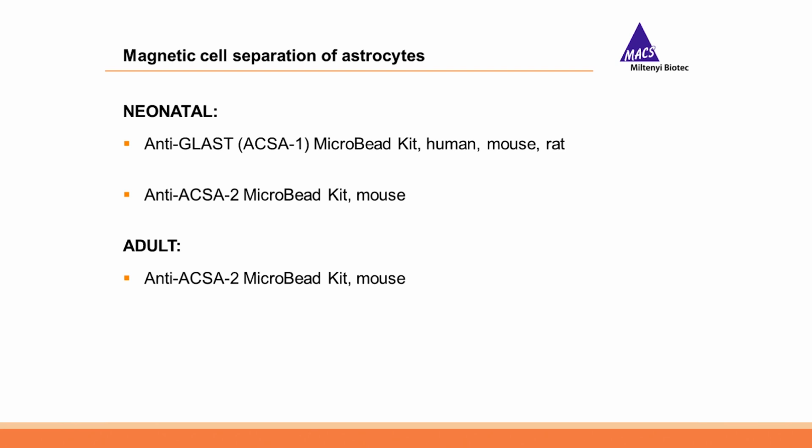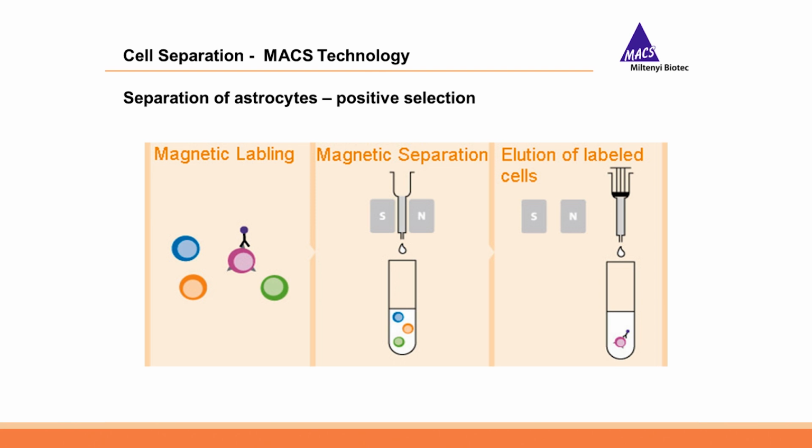The principle of the separation is a positive selection. That means you incubate your microbeads with a cell suspension, and then the astrocyte-specific microbeads bind to your target cells. And when you then give the cell suspension onto a column, which is placed in a magnet, all the unlabeled cells run through and the labeled cells stay inside the column. And then you remove the column from the magnet, you elute your cells, and then you have your positively enriched astrocytes.